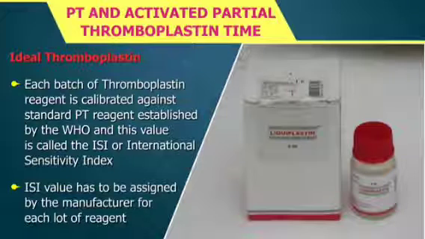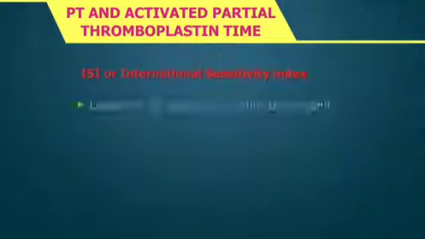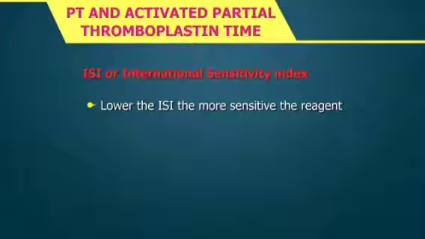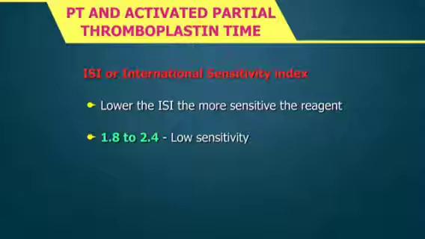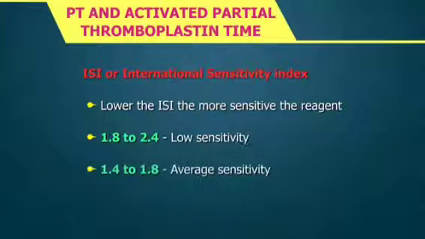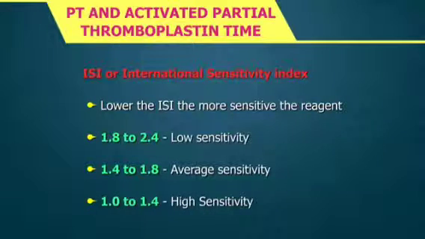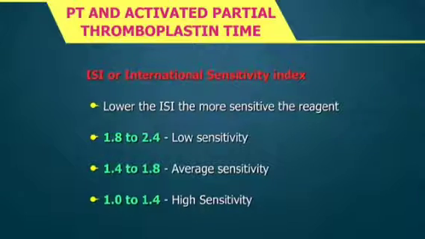The ISI value has to be assigned by the manufacturer for each lot of reagent. The lower the ISI, the more sensitive the reagent. ISI value of 1.8 to 2.4 has low sensitivity. ISI value of 1.4 to 1.8 will have average sensitivity. An ISI of 1.0 to 1.4 will have high sensitivity.